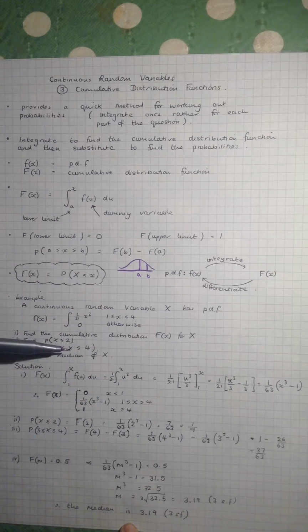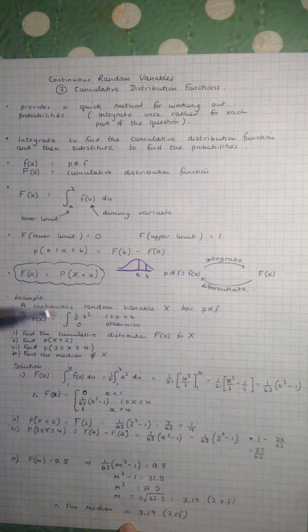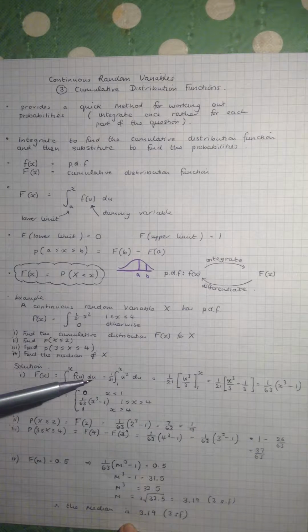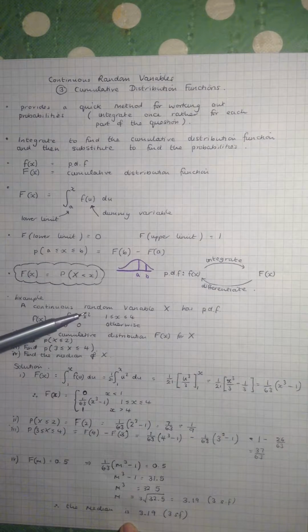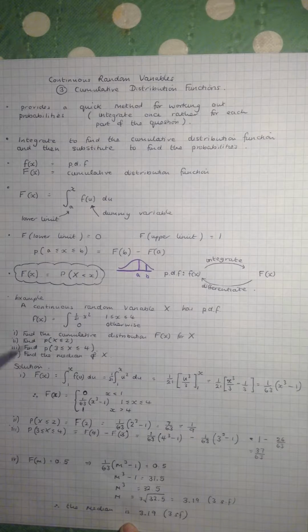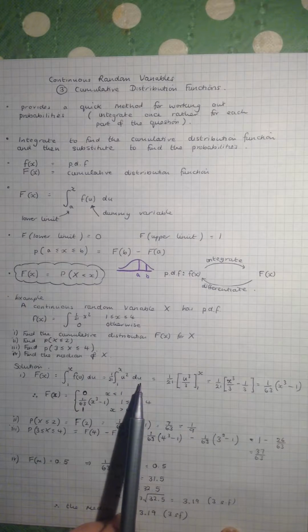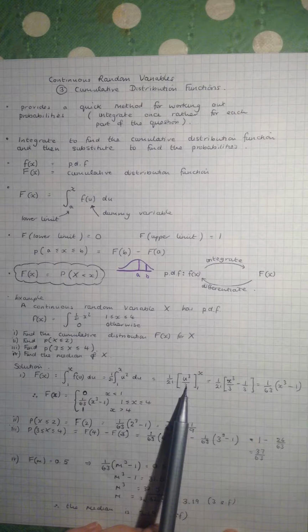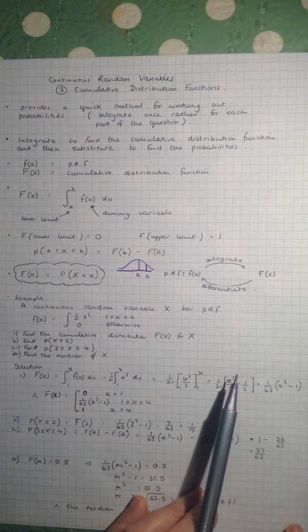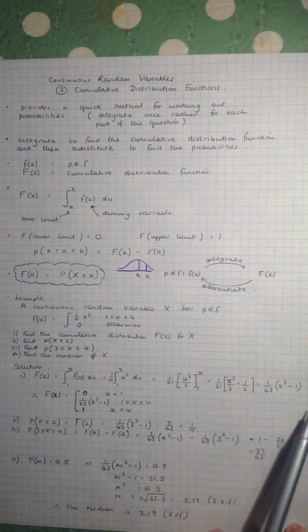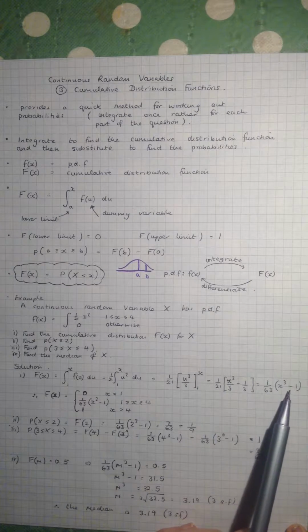So solution, first of all, finding the cumulative distribution function for x, we want F of x to equal the integral between our lower limit of 1 and our upper limit of x of f of u du. So all you do is replace x in our function with u. So we're integrating 1 over 21 u squared du. Integrate that, you get u cubed over 3, and our limits are 1 and x. Substituting in that, we get 1 over 21 times x cubed over 3 minus 1 over 3, which simplifies to 1 over 63 times x cubed minus 1.